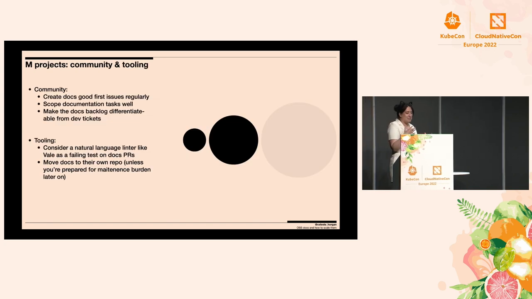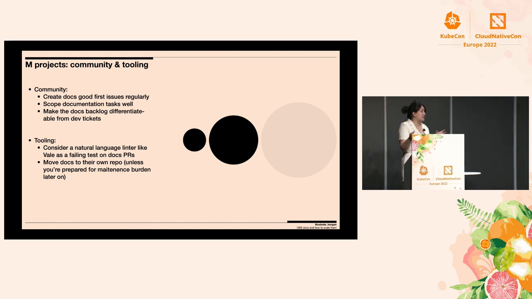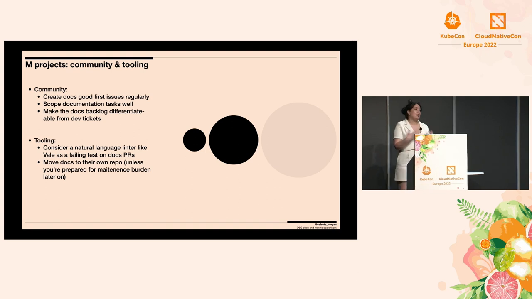Okay, community and tooling. When you're a bit more of a medium-sized project, it's time to start thinking about how does the community contribute to documentation, not just how does the project do documentation. One of the best things, and something we recommend almost every project in the CNCF do at some stage, is start creating documentation good first issues. Documentation is rife with good first issues.